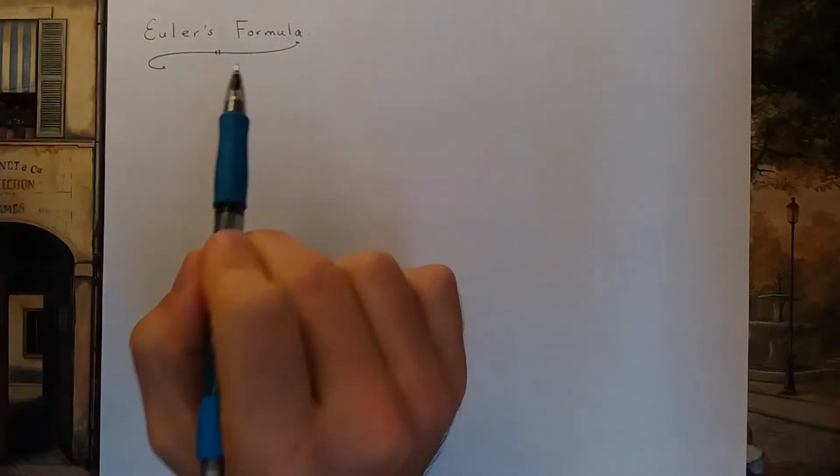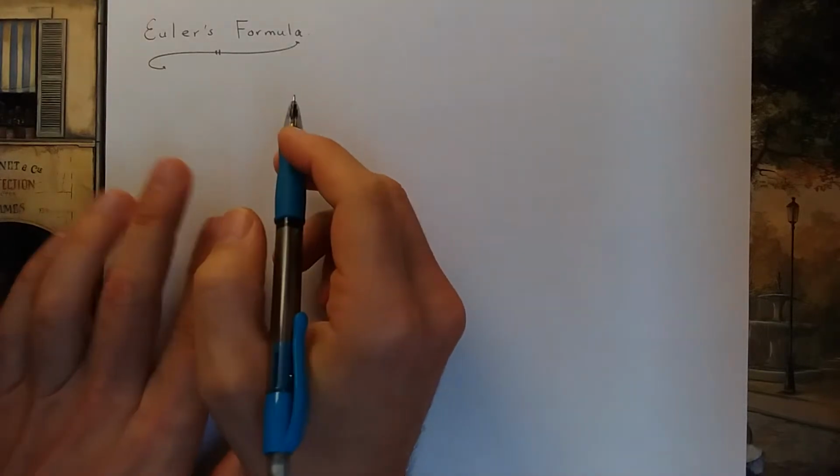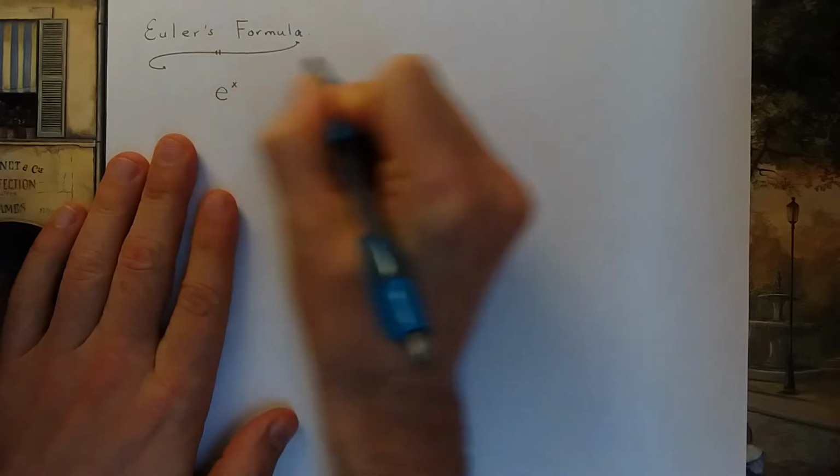All right, this is going to be a good video. It's on Euler's formula, one of the most remarkable formulas you'll see in this whole course. And it begins with the series for e to the x.